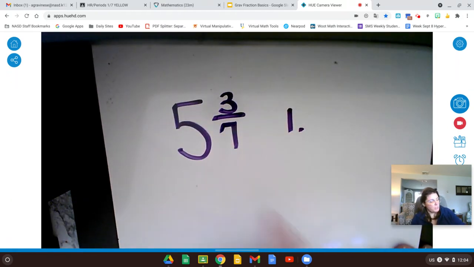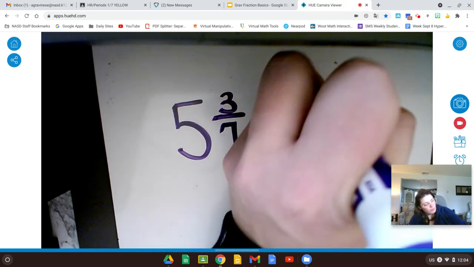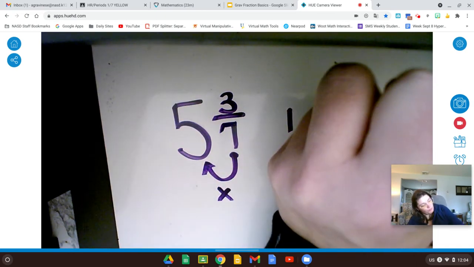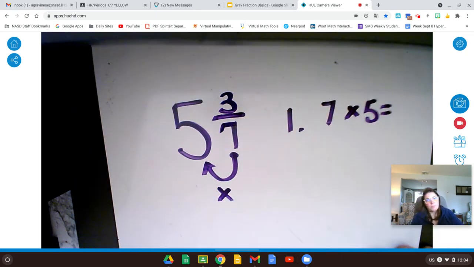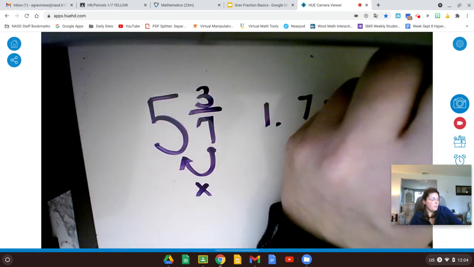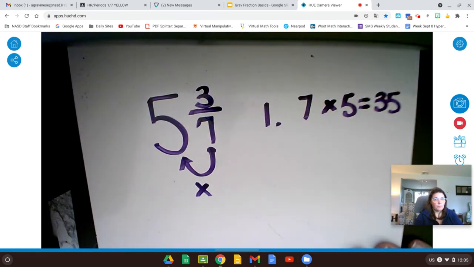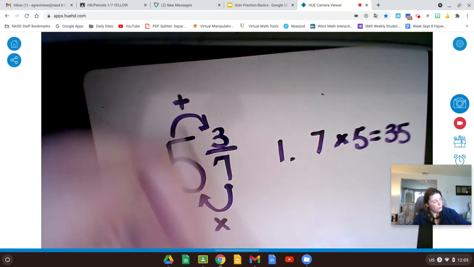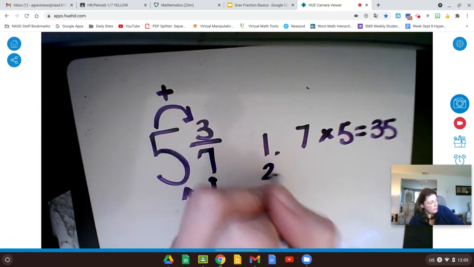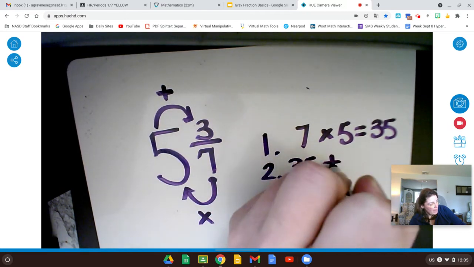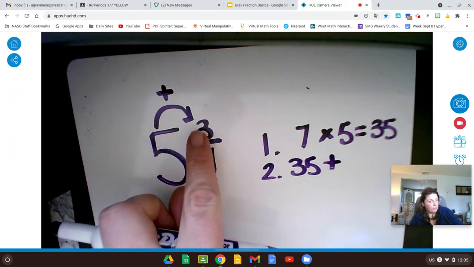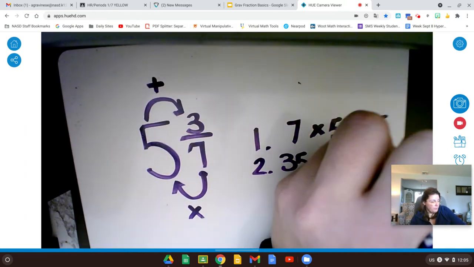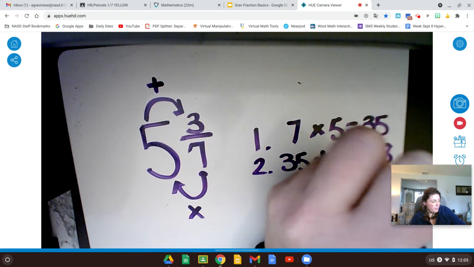First step, we want to take the denominator, 7, and multiply it by the whole number, 5. 7 times 5 is 35. Next, I want to add to that the numerator. So I want to take that 35 and add to it 3 more. And we get 38. And that becomes the numerator.